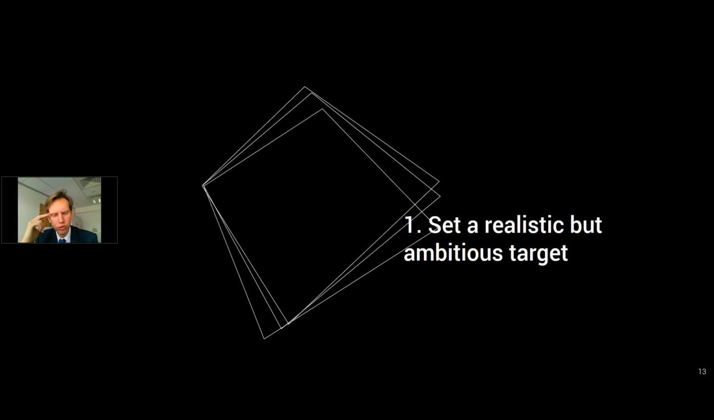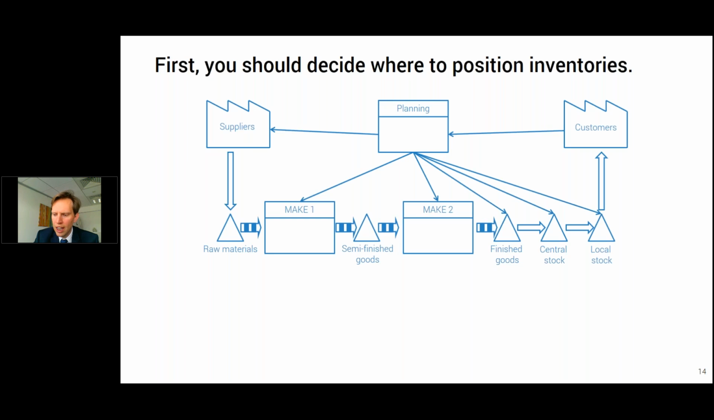If you want to improve inventory efficiency, define for your organization, for your company, for your supply chain, a realistic but ambitious target. And this is something that is sometimes neglected, but I think I wrote it in the introduction invitation that demand-driven MRP has well put into the focus of attention. That is, the first thing to decide is where to position those inventories, right?